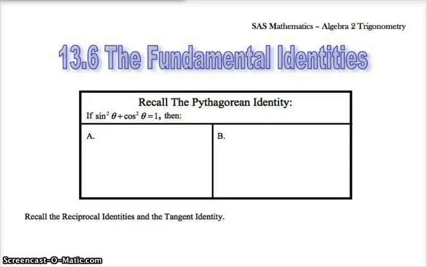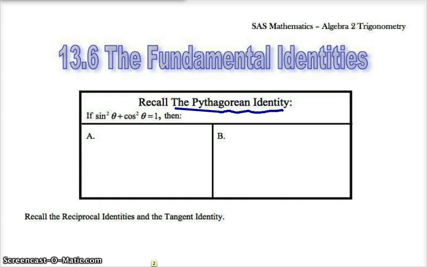Okay, so our final section of the year, woo, is about identities. So it's 13.6, the fundamental identities. So recall that earlier, in the last unit, we learned the Pythagorean identity, which says that sine squared plus cosine squared equals 1. Remember that was related to the Pythagorean theorem.